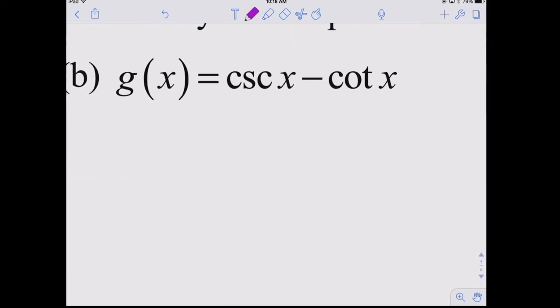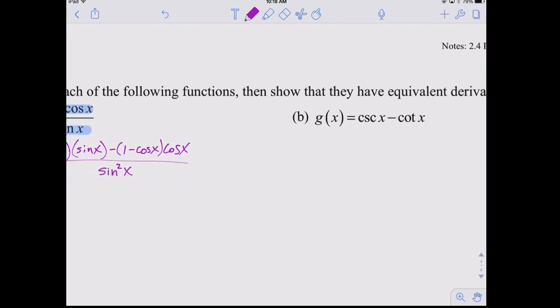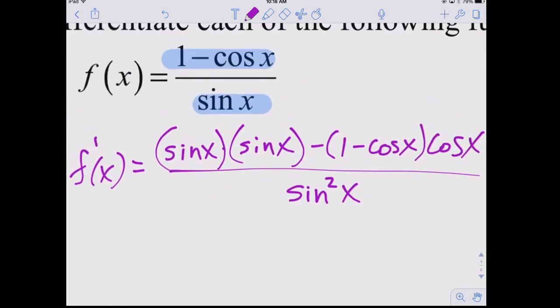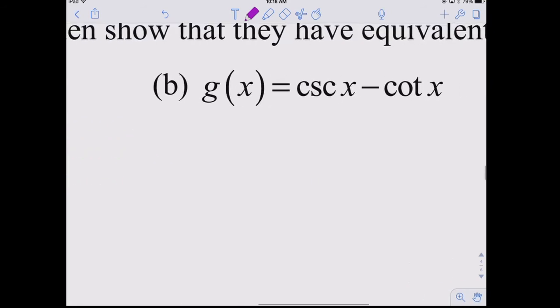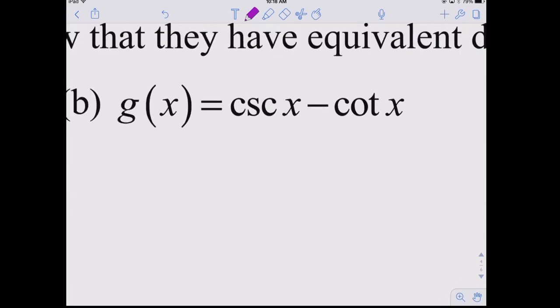So, whoa, this one's cosecant minus cotangent. How can the derivative of that be equivalent to the derivative of that? They don't even seem like they belong in the same family, do they? They're dramatically different. I don't know. Let's see. Anything need to be rewritten for this one?